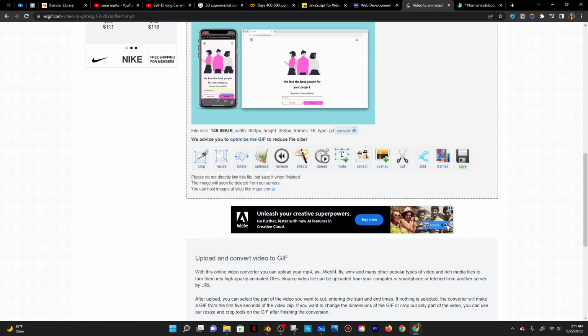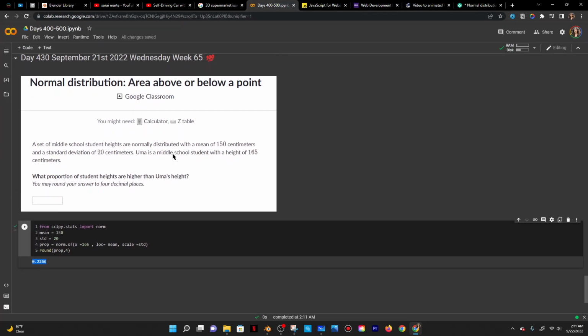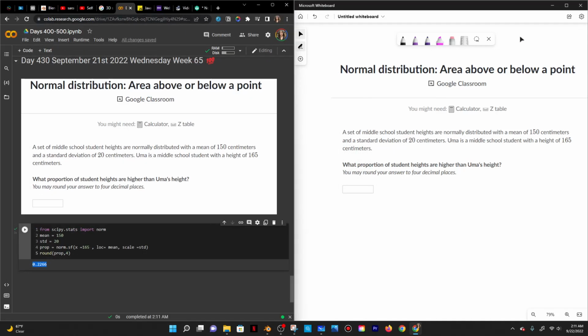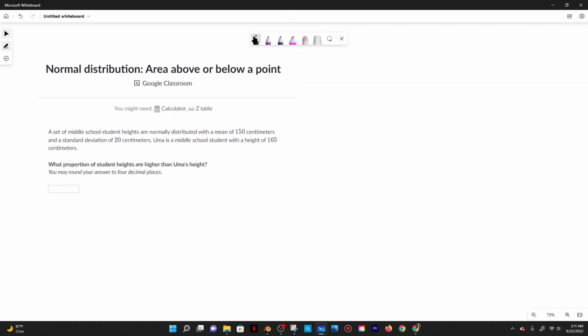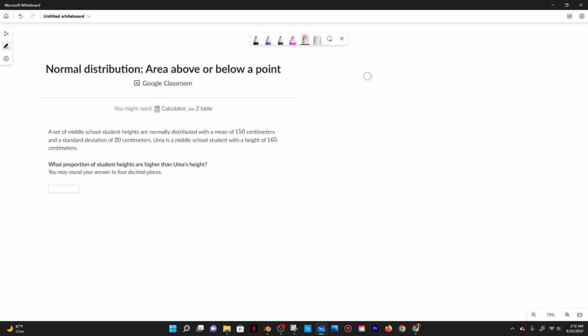Yeah. So that was with Python, and now I'm going to do it with the TI-83, TI-84, and then the z-score method, which is again what College Board would want. So let me get my pen out. So essentially the TI-83, why is it so thick? Okay, let me erase that.